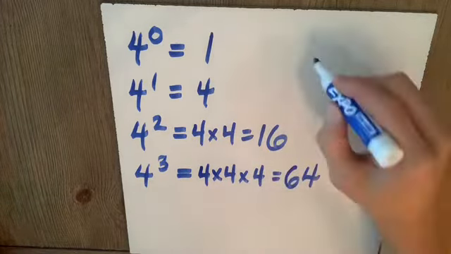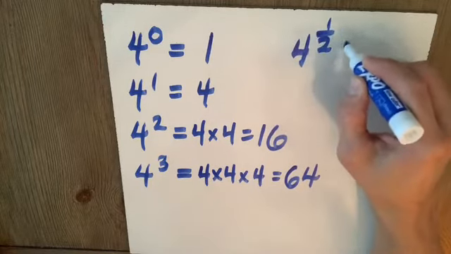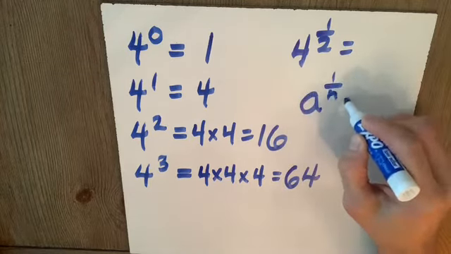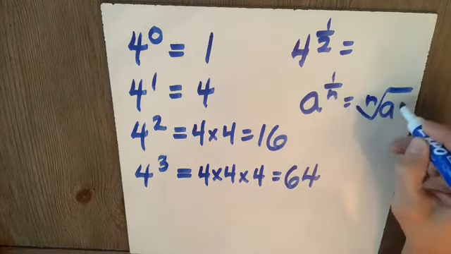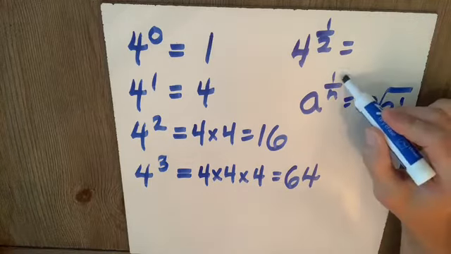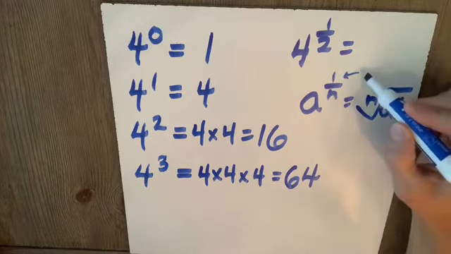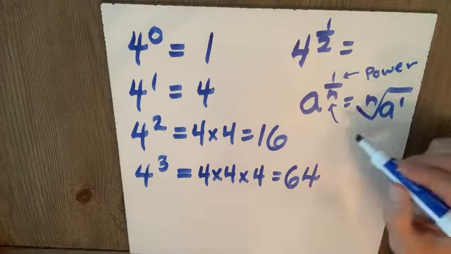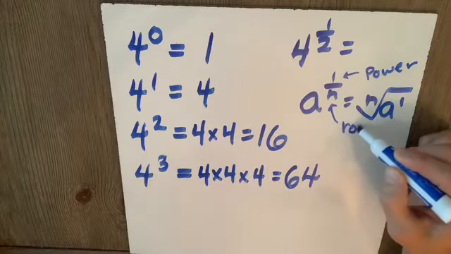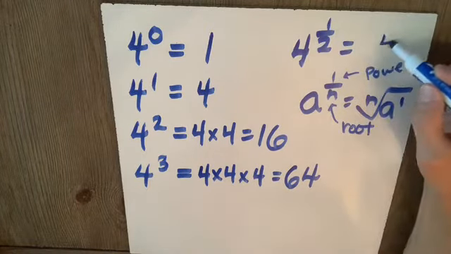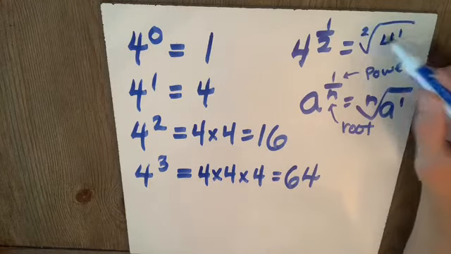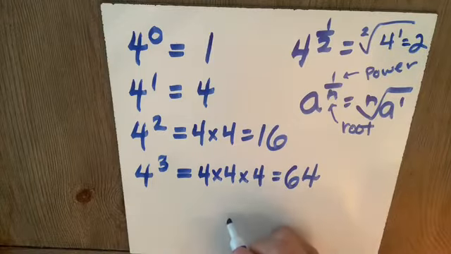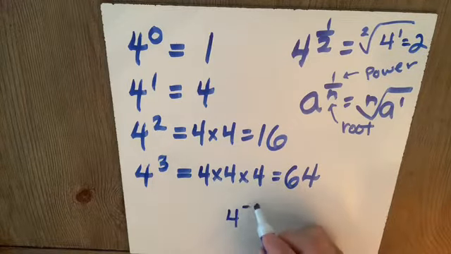Those are fairly straightforward. How about 4 to the 1/2? Well, we have to remember that a to the 1 over n is the nth root of a to the first power. In other words, this numerator represents the power, and this denominator of a fractional exponent represents the root. So I'm really taking 4 to the first power, and I'm taking the square root of that. Of course, that's true. How about another tricky one, like 4 to the -2?